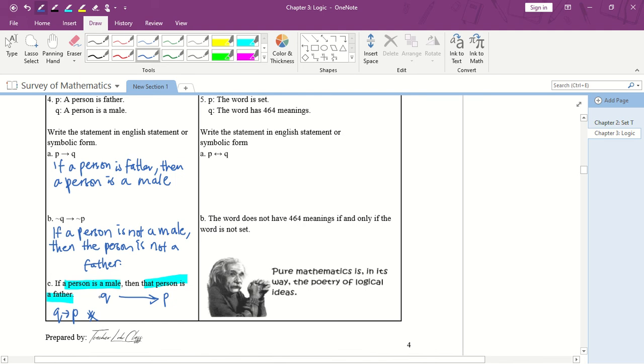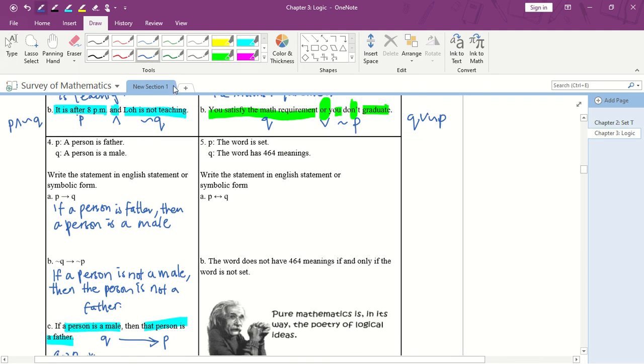Okay, so let's look at the next question. The fifth one. The word is set. The word has 464 meanings. So if I want to write it in the symbolic form here, remember this is if and only if. So I will write it as the word is set if and only if the word has 464 meanings.